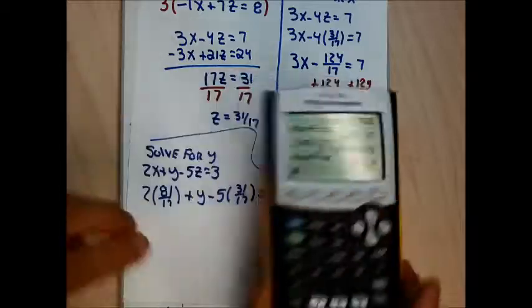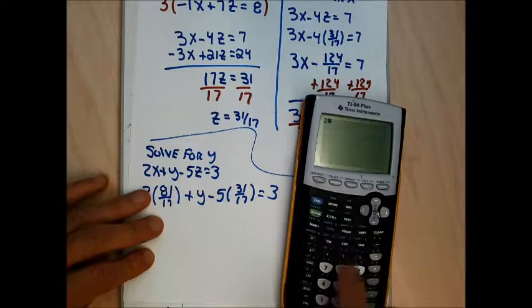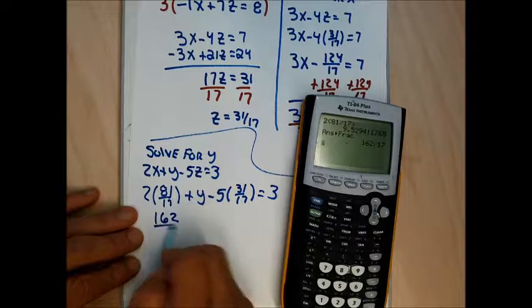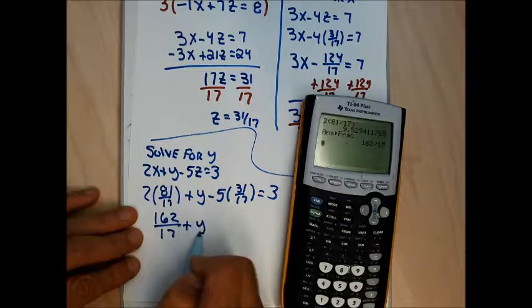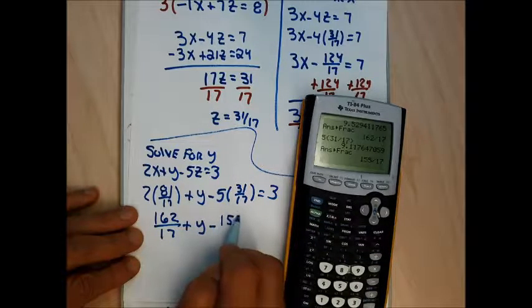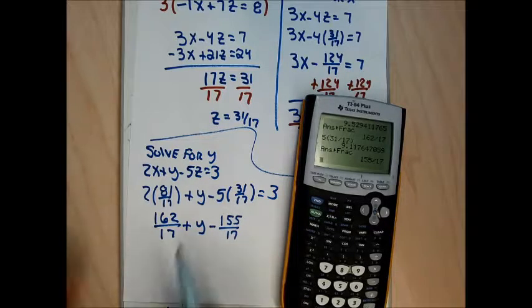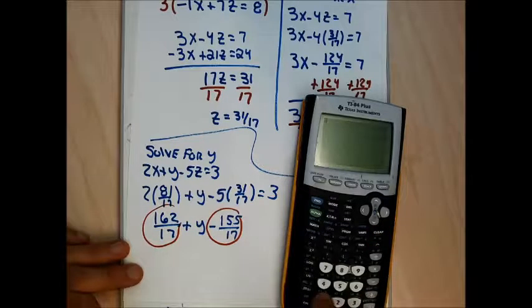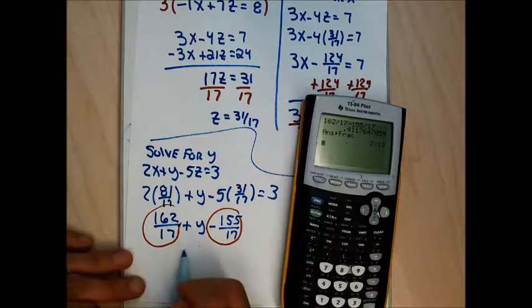And I'll do these fraction multiplications on my calculator, unless you can do it. They're not hard to do in your head, but I just don't feel good about that when I'm doing the videos. So this one comes out to 162 over 17 plus y minus, and then 5 times 31 over 17 gives me 155 over 17. Let me subtract these two. Pretty sure you get 7 over 17, but I'm not going to take that risk. I'm going to go 162 divided by 17 minus 155 divided by 17. Math, enter, enter. I do get 7 over 17.